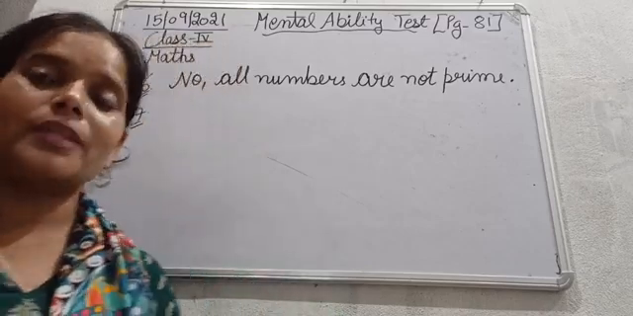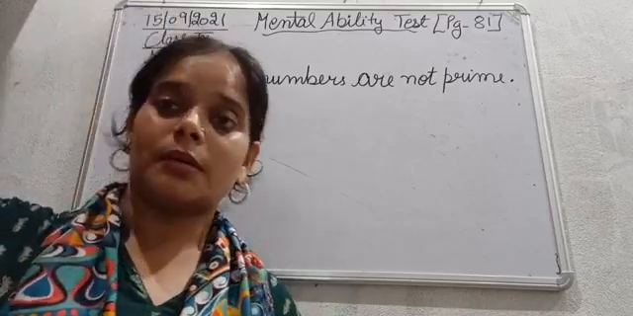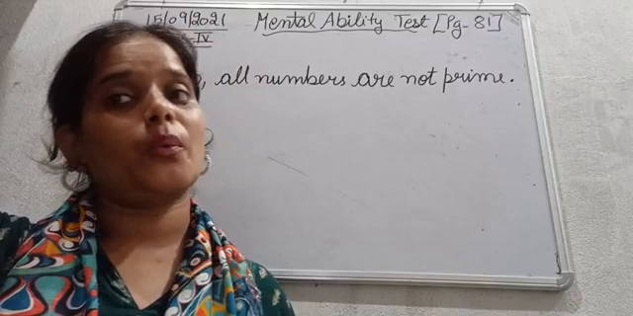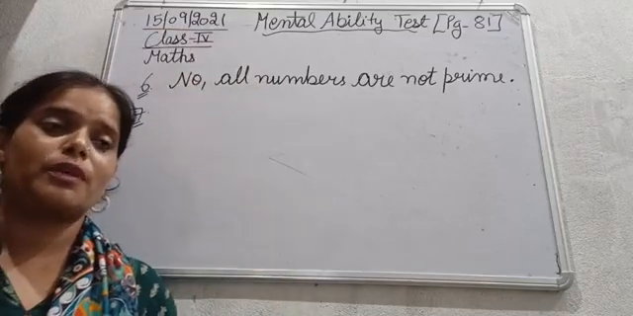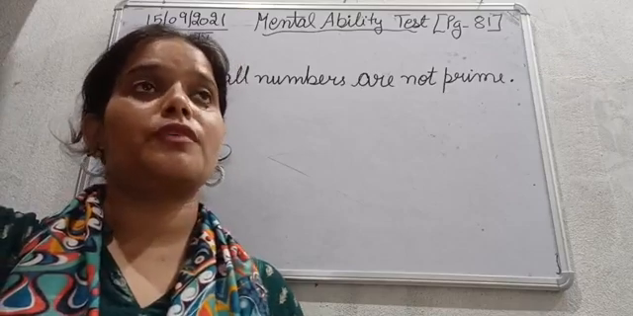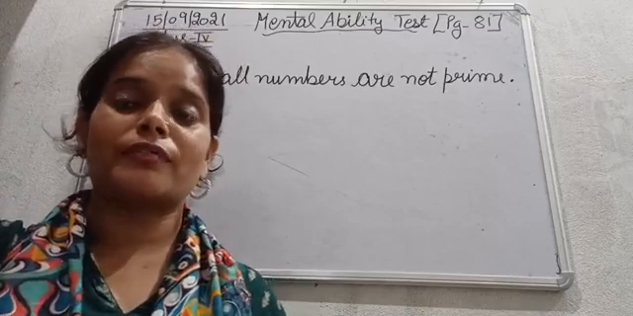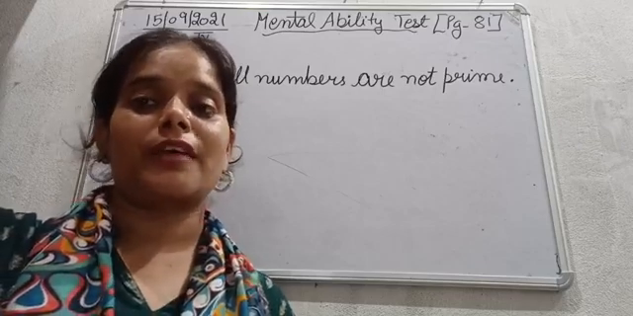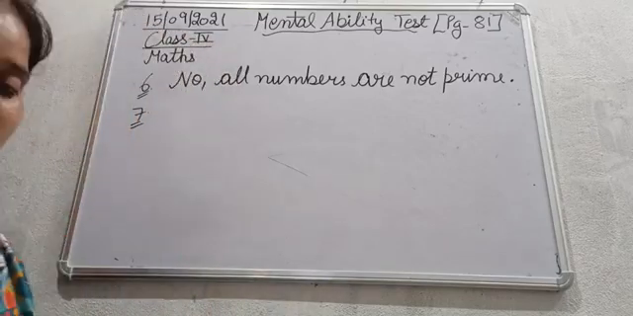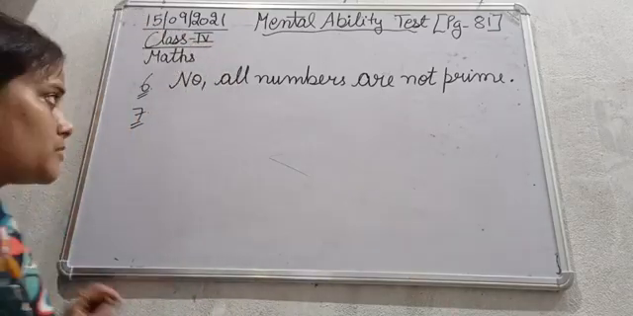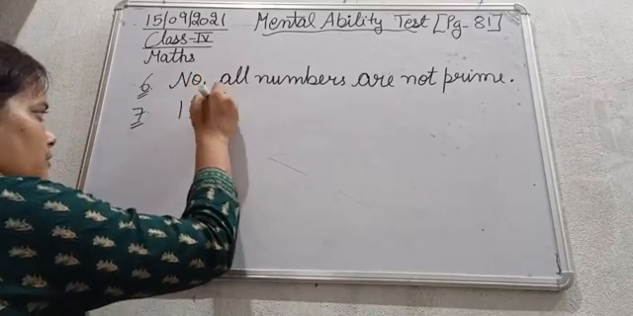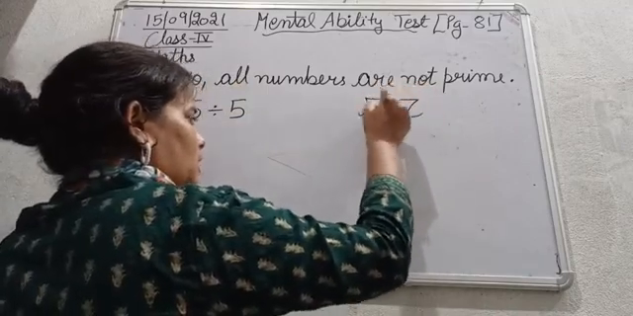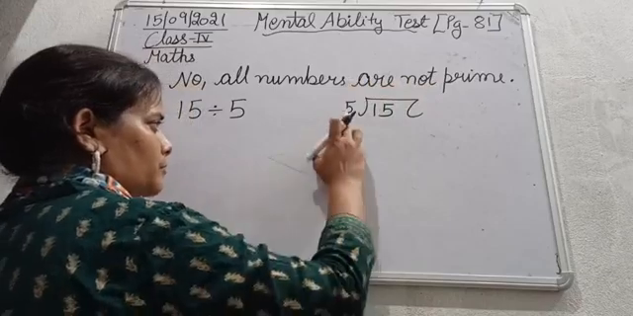For finding out whether a given number is a factor of another number, how can we calculate? By doing the division. If you find any remainder, that means that number is not a factor of the given number, and if you don't find any remainder, that means it is a factor of the other number. Here we have, is 5 a factor of 15? So for that we will divide 15 by 5. Let's divide it.